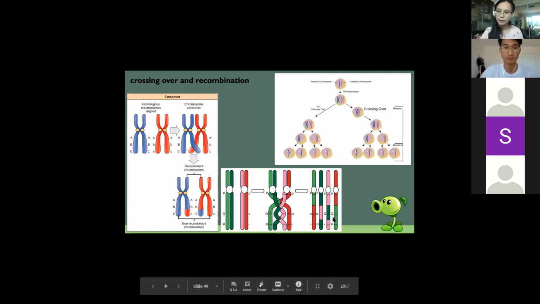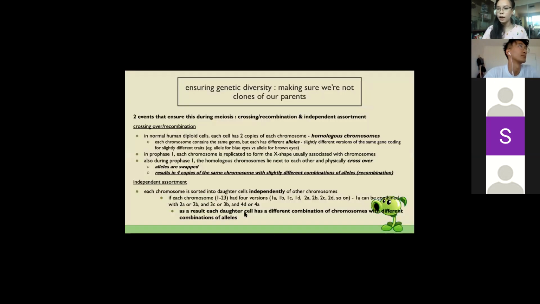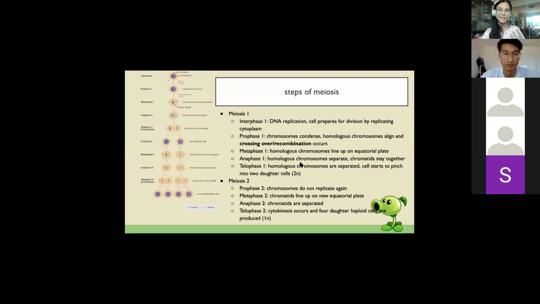And here's a more complex example over here where you can see there are lots of different combinations of chromosomes that can occur from these 4 sort of copies of the chromosome. So if we go back to here, in metaphase and anaphase 1, the homologous chromosomes are separated, but the chromatids are not broken yet. So in telophase, each homologous chromosome is separated into sort of one side of the cell.